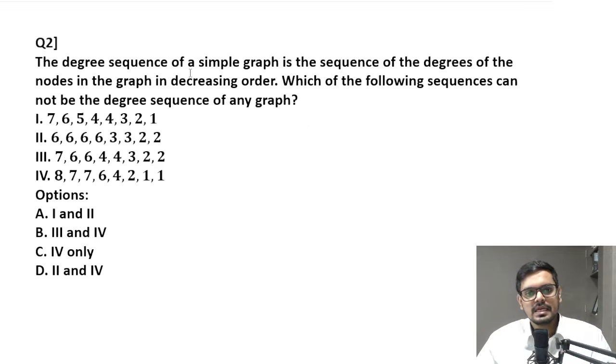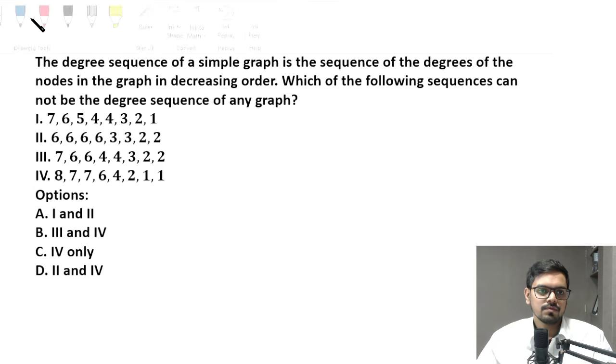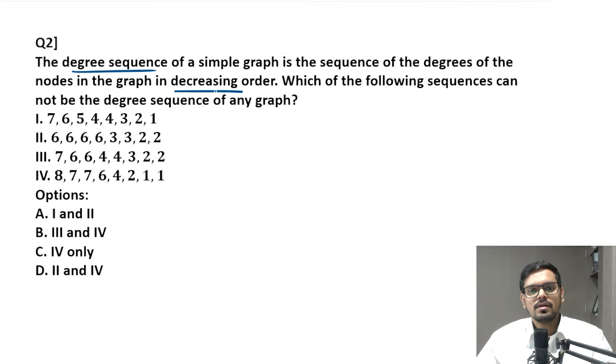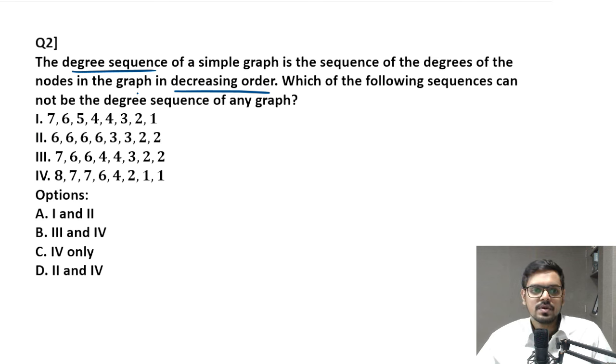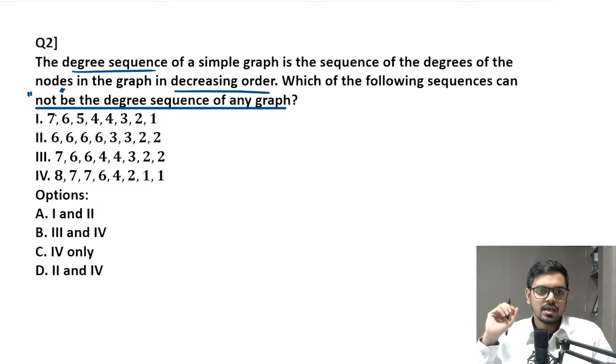First of all, they are saying the degree sequence of a simple graph is the sequence of the degrees of the nodes in the graph in decreasing order. Okay, we know it very well. We can see it here in the options. Nevertheless, which of the following sequences cannot be the degree sequence of any graph? Not a degree sequence, you know very well. The Havel-Hakimi theorem helps us find whether a simple graph can be made or not, which means whether a degree sequence exists or not. So I can use that.